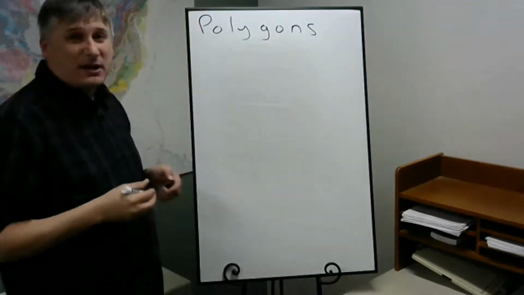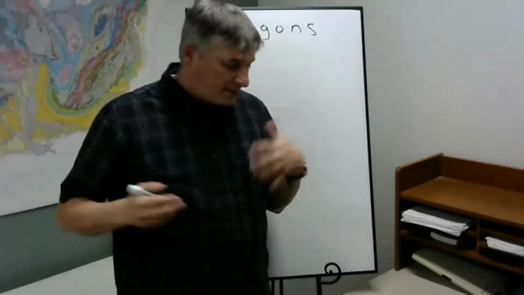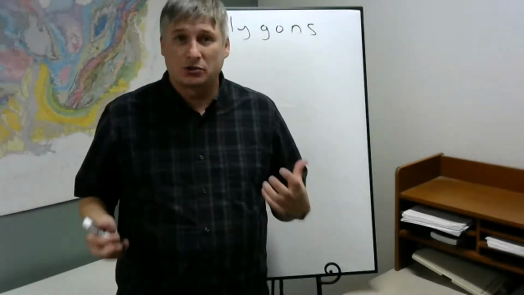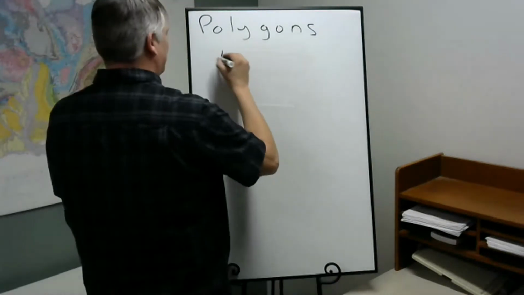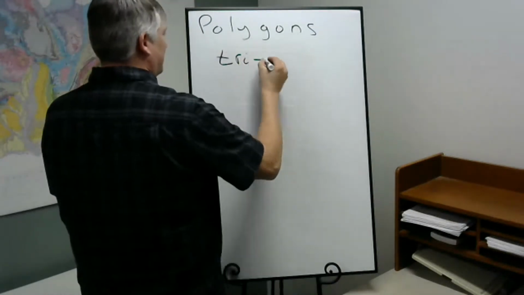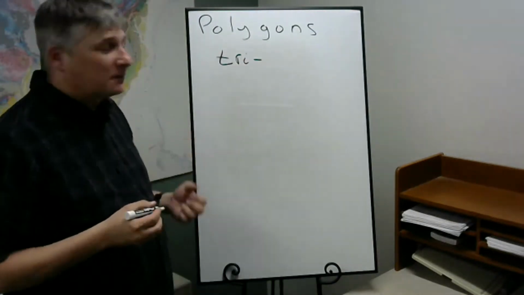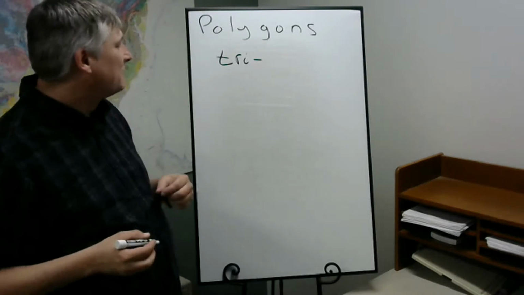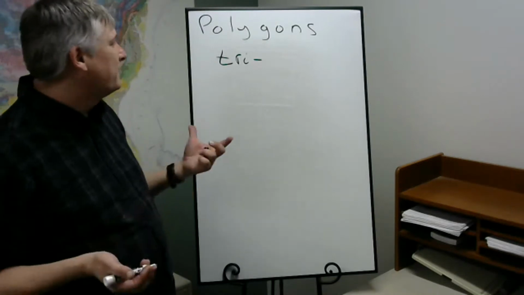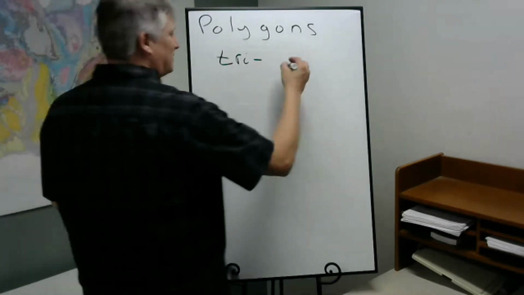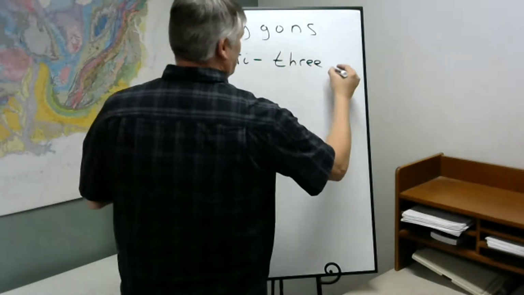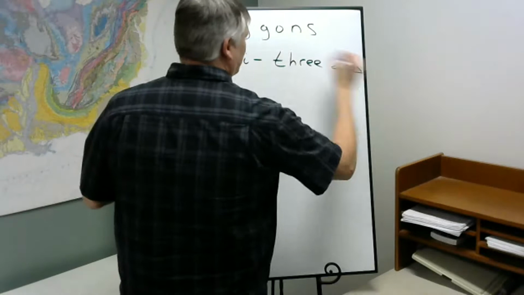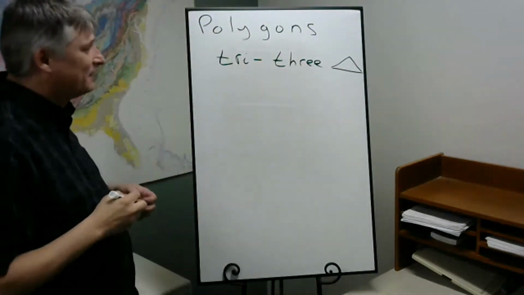So we're going to talk about different types of polygons. The first type of polygon is called a triangle. And you can think of it as tri, and it starts with that prefix, or that syllable. It means 3. So this is 3. So you can think of your equilateral triangle, something like that.